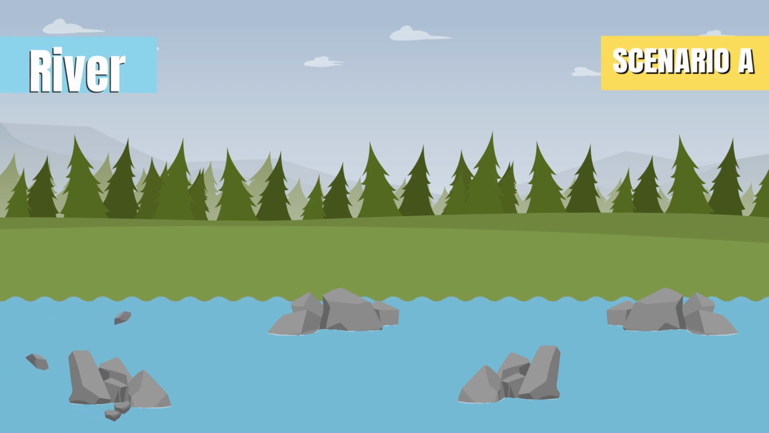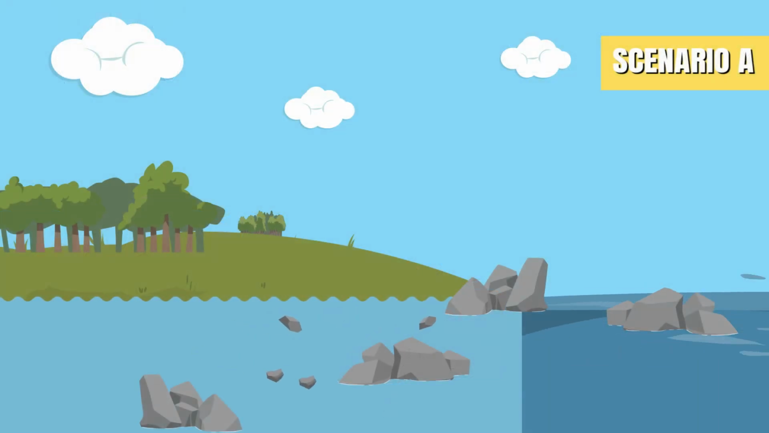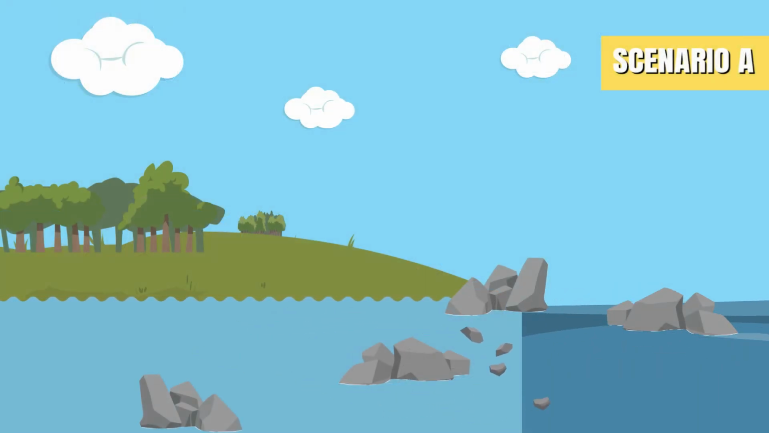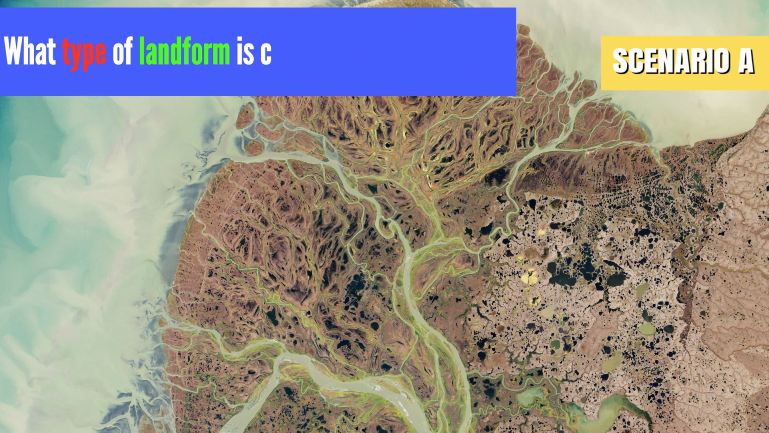Scenario A. A river flows steadily through a flat coastal plain, carrying sediments along its journey. As it reaches the ocean, the river slows and sediments are deposited, building up a triangular-shaped landform at the river's mouth. Guiding question: What type of landform is created by this process? Think about how rivers deposit sediments as they enter larger bodies of water.